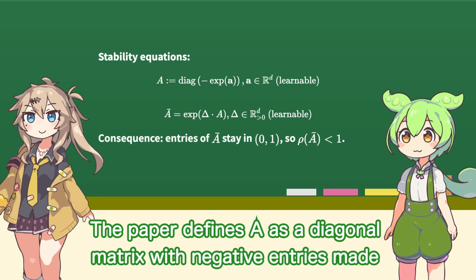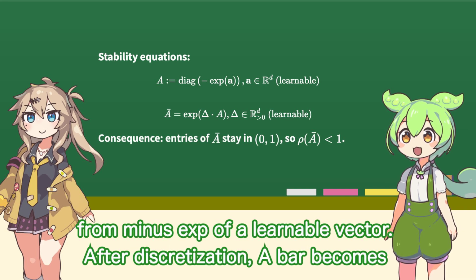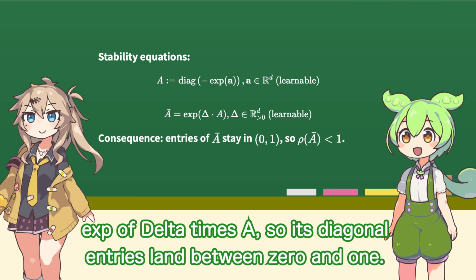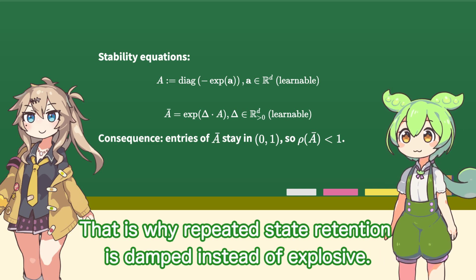The paper defines A as a diagonal matrix with negative entries made from -exp of a learnable vector. After discretization, A bar becomes exp of delta times A, so its diagonal entries land between 0 and 1. That is why repeated state retention is damped instead of explosive.